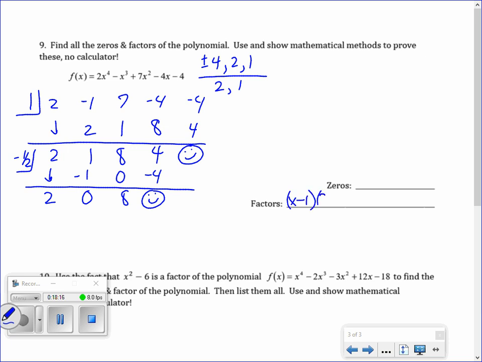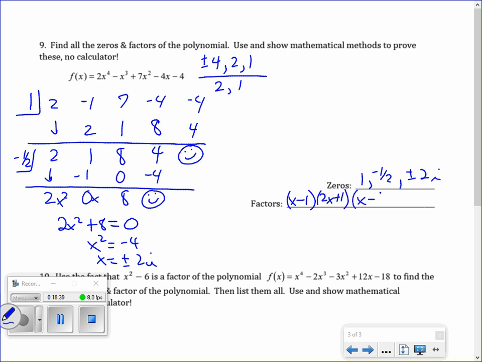All right, so we have just figured out that x minus 1 is a factor and 2x plus 1, which also means that 1 is a zero and negative 1/2 is a zero. So I get 2 more. What I have left here is 2x squared plus 8. So 2x squared plus 8 has to equal 0, so x squared has to be negative 4. So x equals plus or minus 2i when I take the square root of both sides. That's an easy one: x minus 2i and x plus 2i.